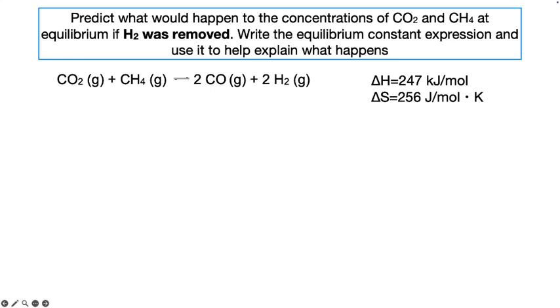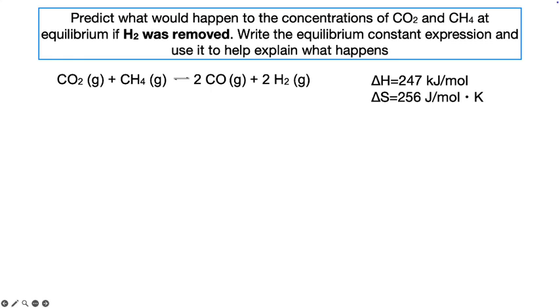So predict what would happen to the concentrations of CO2 and CH4 at equilibrium if H2 was removed. Write the equilibrium constant expression and use it to help explain what happens. Which looks exciting. This looks like lots of stuff. So didn't we do this one for the sake of the recording? We removed the H2, but now we have delta H and delta S. Do you need delta H and delta S? No, because we answered it without those. So we've answered it already. Okay, we don't need to bring in the delta H and delta S.